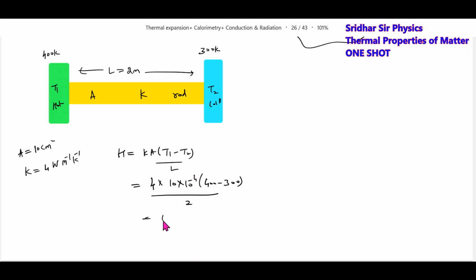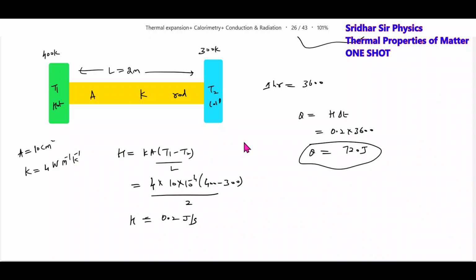This will be 0.2 joules per second. What do you mean by that? For every 1 second, 0.2 joules of heat will be transferred by the rod. In 1 hour, how much is it? In 1 hour it is 3600 seconds. Then the total heat transferred will be H into delta T, which is 0.2 into 3600, that is 720 joules. This much heat will be transferred by the rod.